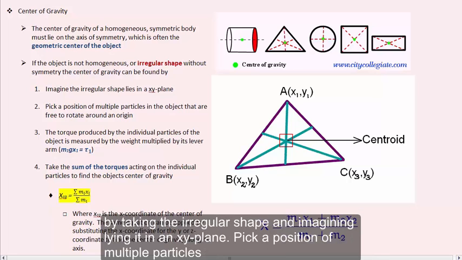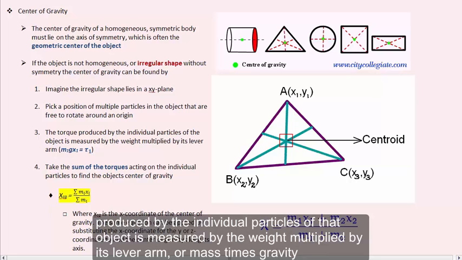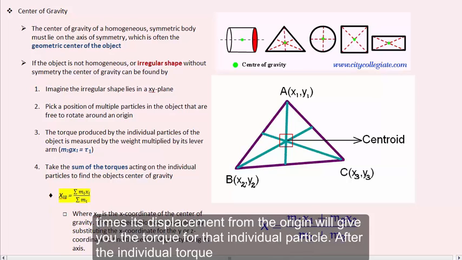by taking the irregular shape and imagining it lying in an XY plane. Pick a position of multiple particles in the object that are free to rotate around an origin. After you have picked multiple particles and a position, the torque produced by the individual particles of the object is measured by the weight multiplied by its lever arm, or mass times gravity times its displacement from the origin, which will give you the torque for that individual particle.